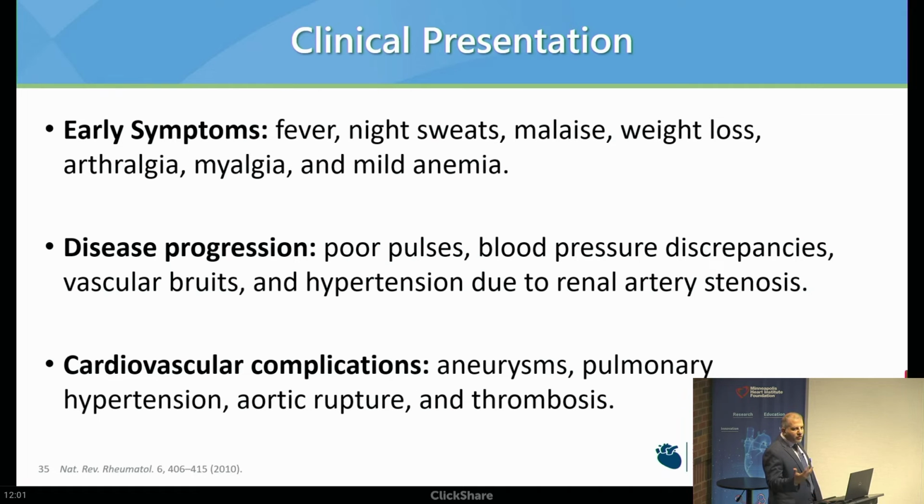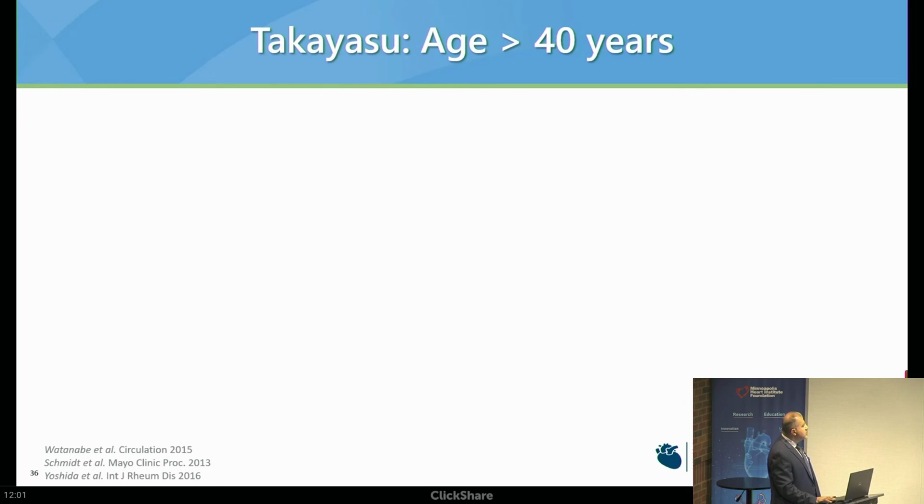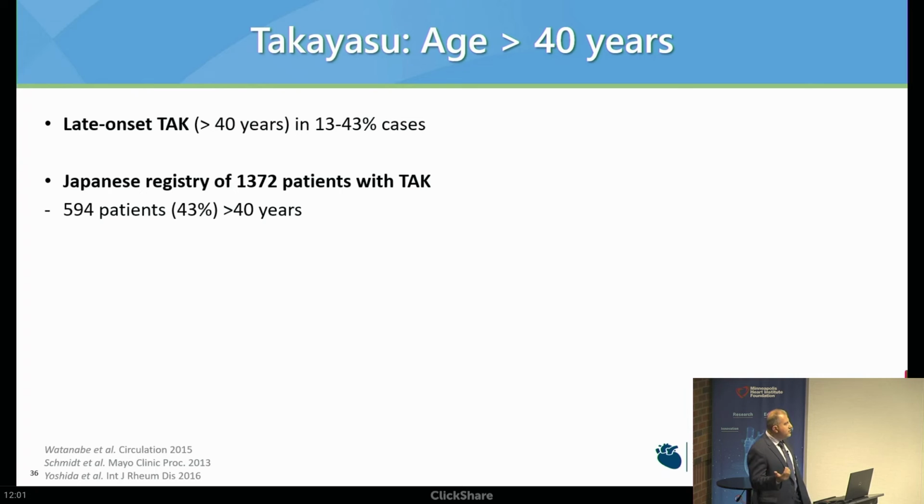Some people call it pulseless disease. And if you wait so long, patients can develop aneurysms, pulmonary hypertension, arterial rupture, and thrombosis. Although we talk about most of the cases being younger than age 40, the Japanese have actually published their experience with Takayasu that presented or was diagnosed at age above 40.